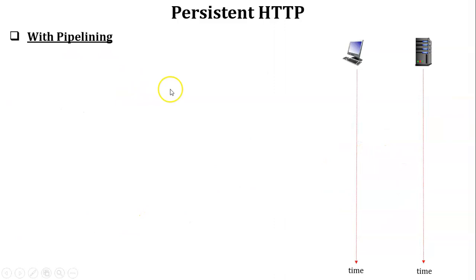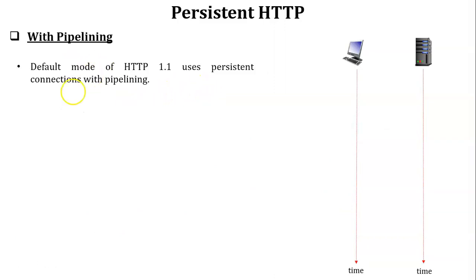Next, with pipelining persistent HTTP. The default mode of HTTP 1.1 uses the persistent connection with pipelining. So there are two different types in persistent HTTP: one is without pipelining and the second one is with pipelining. When HTTP version 1.1 is used, it means persistent HTTP with pipelining mode is used. So it is the default mode. Let us take one example to understand the working of persistent HTTP with pipelining. Here in this diagram, there is one client and one server.